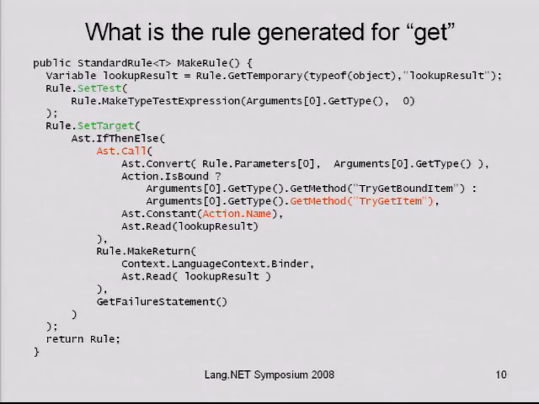The rule itself is in the form of a tree. There is a condition, which is the call. There is a then clause, which is the make return, and there is an else clause, which is the failure statement. So you'll notice that the rule itself is comprised of a test and a target. So the test basically ensures that the rule is never run on anything that is not a JS object, which makes sense because we are after all generating rules for JScript. So the test just ensures that we never run the rule on anything other than a JS object.